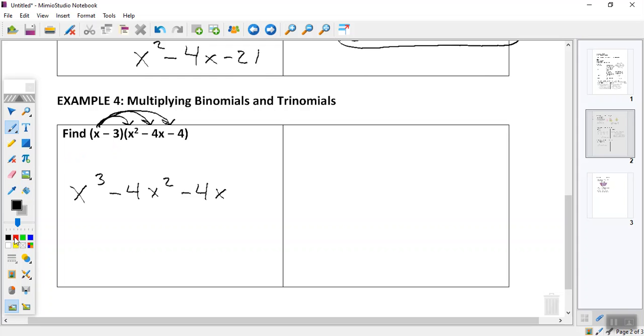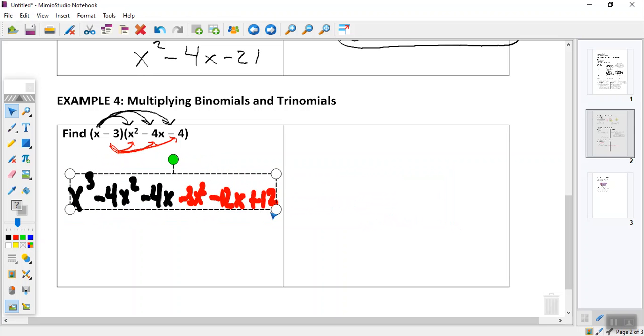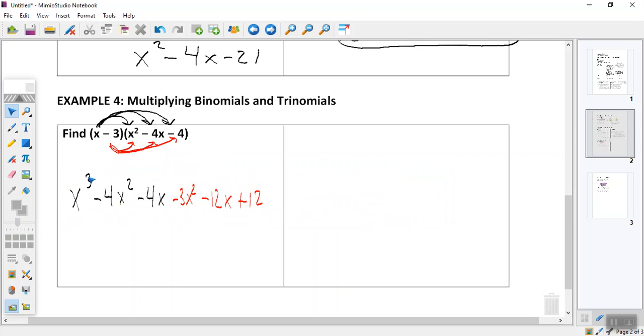Now I'm going to take everything times negative 3. So I take negative 3 times what, kids? Negative 3 times 2x to the second. So this will be minus 3x squared. Then I'm going to take negative 3 times what, kids? Negative 4x, which is? Minus 12x. And then how about that negative 3 times the negative 4 here in the end? Yes. Okay, so give me a second to make some room so I don't go into the other box. You guys agree with my work there?